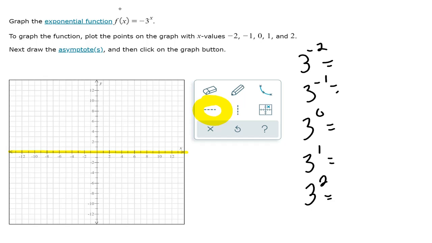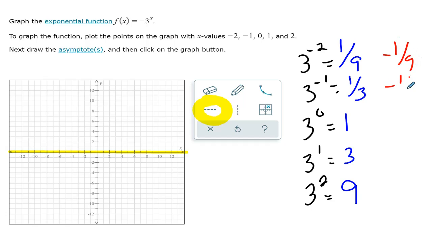So in this case, notice there's a negative sign in front of the 3 to the x. Just like in the last problem, I'm not going to deal with the negative until after I find my answers. So I'm going to go through. 3 to the negative second power is 1/9. Then I have 1/3, 1, 3, and 9. Now, since there was a negative sign in front, I'm going to change and multiply all my numbers by a negative. So it's negative 1/9, negative 1/3, negative 1, negative 3, and negative 9.